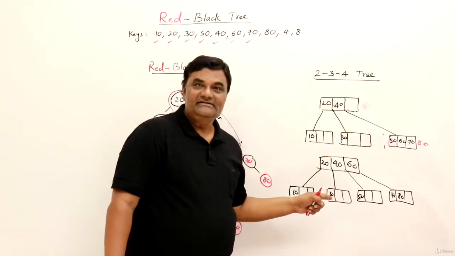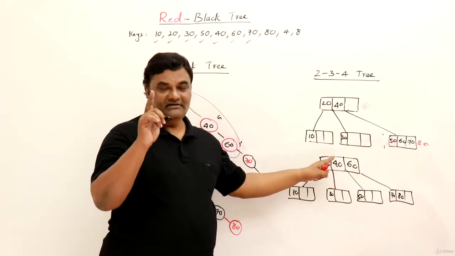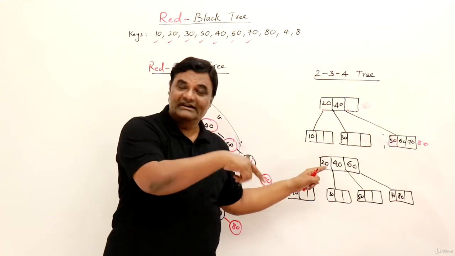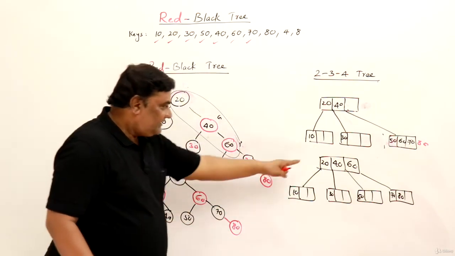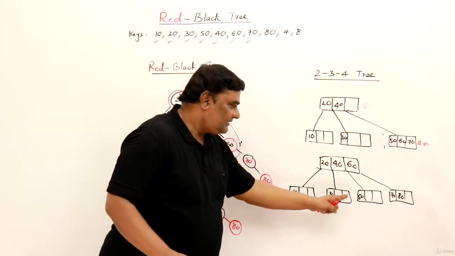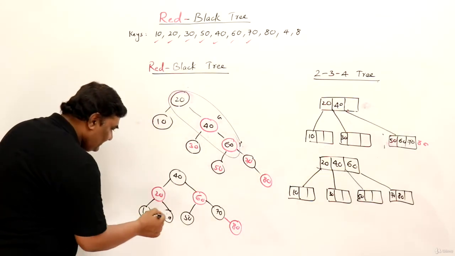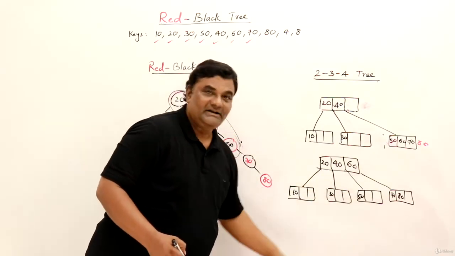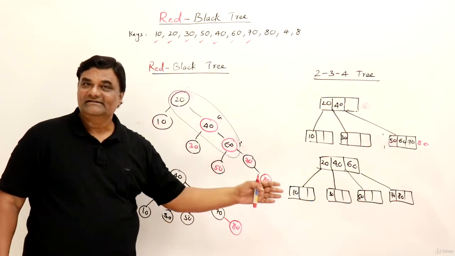Now what this tree says. First node, 3 keys. 40 is black. 20 and 60 are part of the same node. Red. Left and right red. Separate node 10, black color. All 30, 50 and 70. Sorry, this should be 30. This was 30. I made it 40. 30, 50, 70, all black. Now 80 is along with 70. So it's red. Exactly matching.